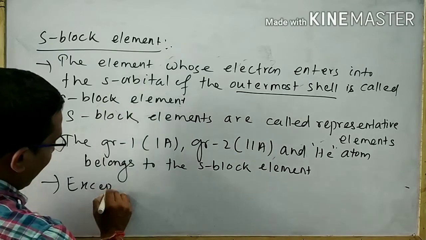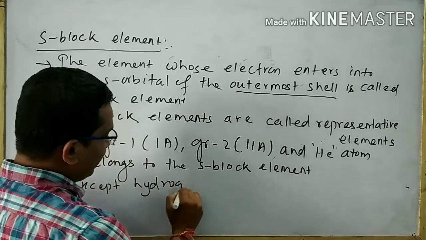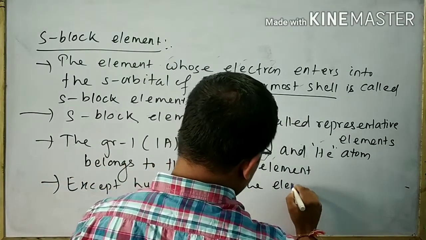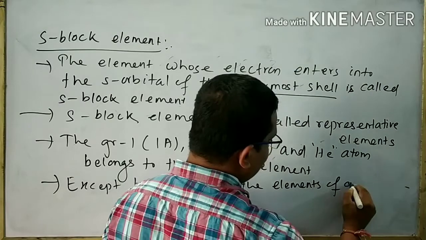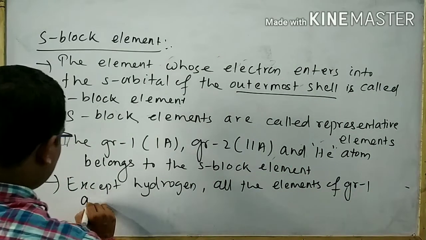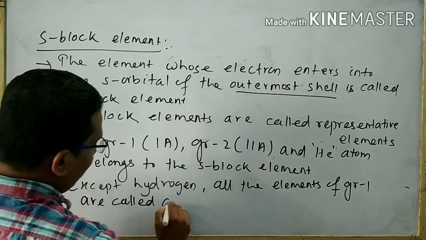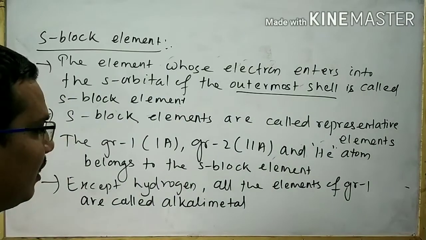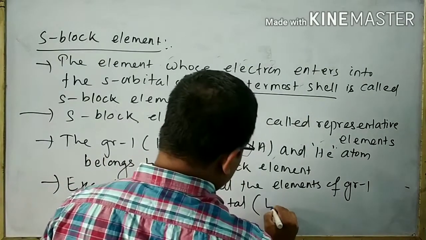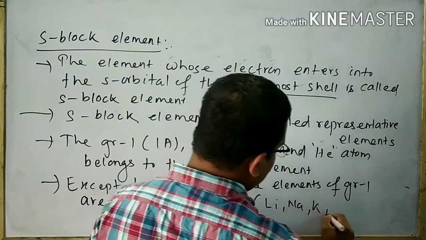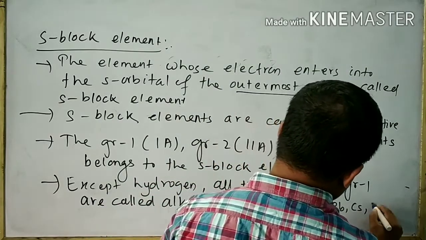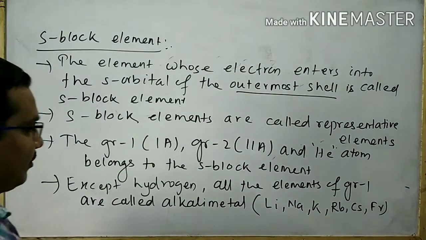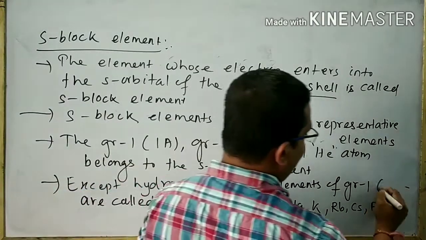Except hydrogen, all the elements of group 1 are called alkali metals. The alkali metals are lithium, sodium, potassium, rubidium, cesium, francium. They are present in group 1, that is said to be Ia.